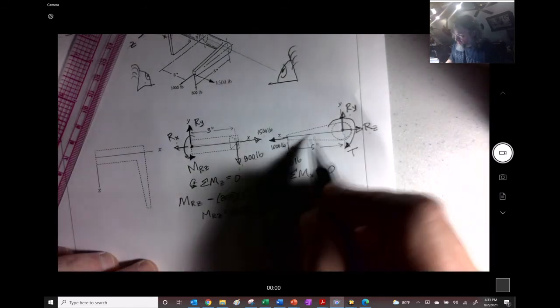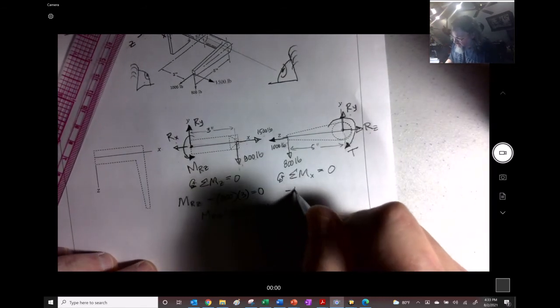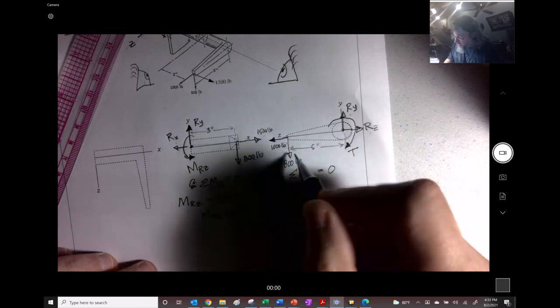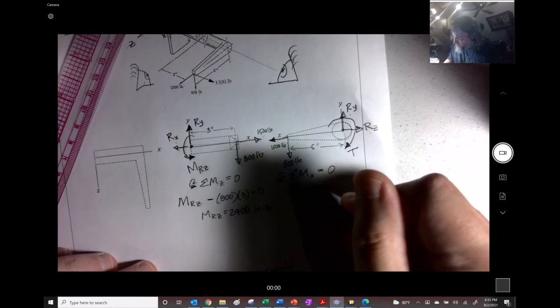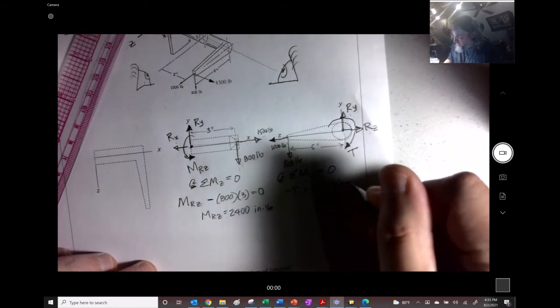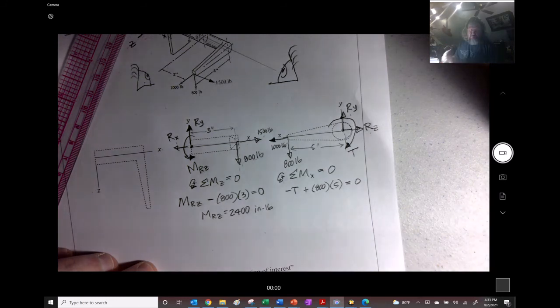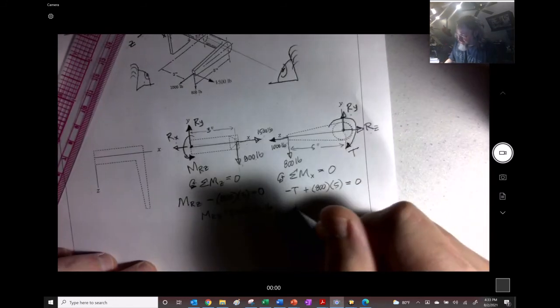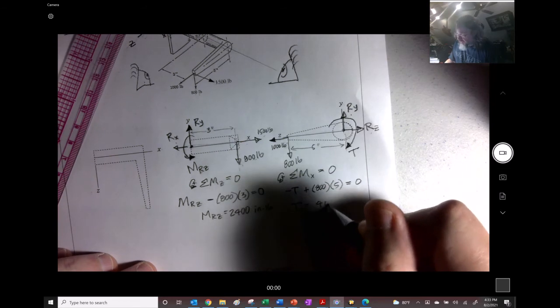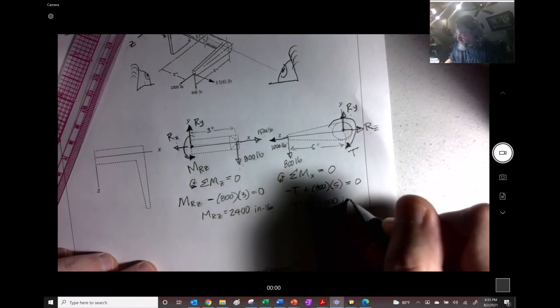And so if I'm going to write out this equation, I'm going to go negative T plus 800 times 5 equals 0, right? And so we would say that the torque is going to be equal to 4,000 inch pounds.